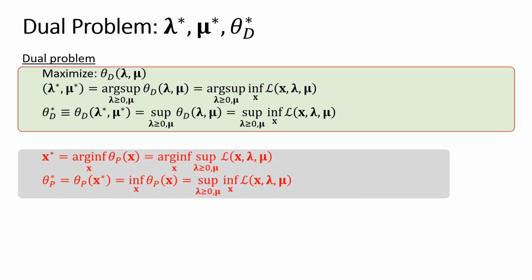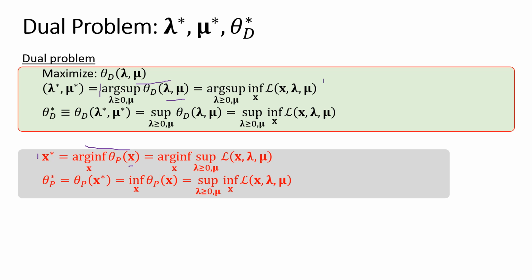Compare this to the primal problem. This solution to the primal problem that minimizes the primal is x star. And look at the similarity. Here in the dual, you are maximizing with respect to lambda and mu. Here you are minimizing with respect to x.